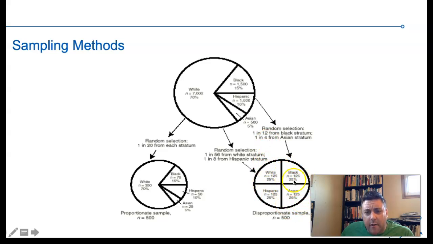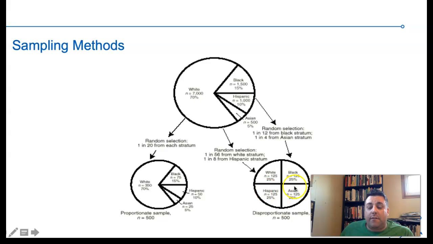And actually, come to think of it, the Black and Hispanic proportions of the sample would be too, since they're 25% of the sample, but 15% or 10% or 5% of the population. So they would be overrepresented. And then whites would actually be underrepresented here. So that's a good illustration of that idea of overrepresentation and underrepresentation.